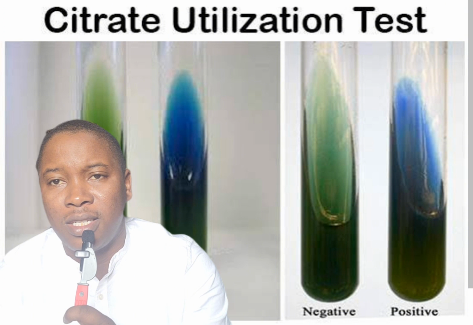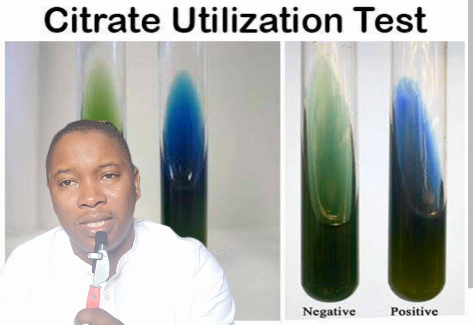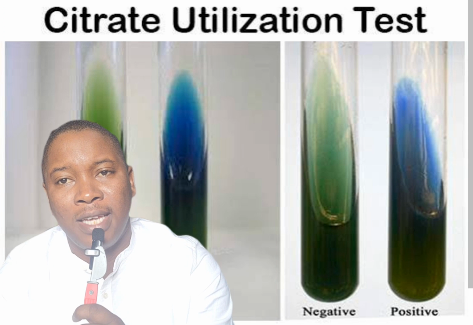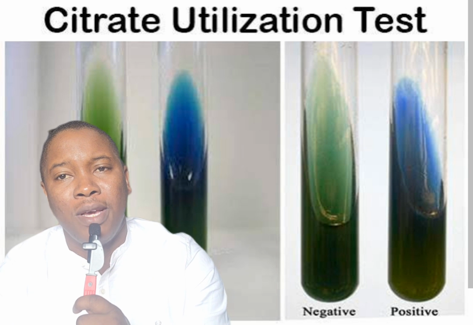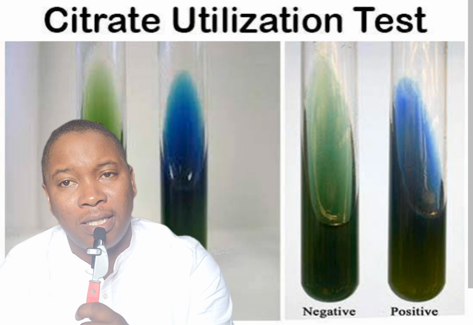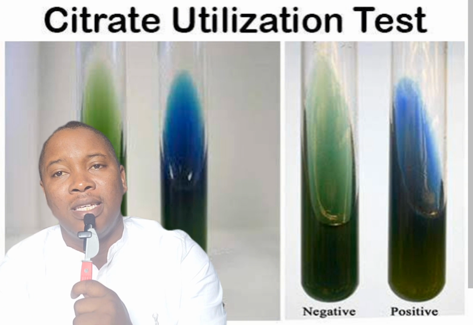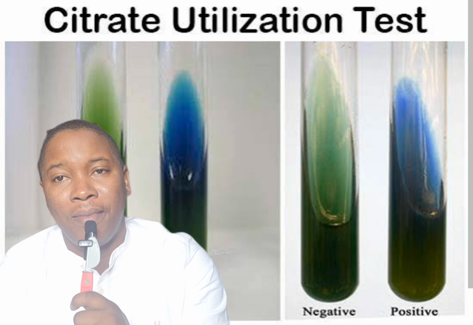Thank you for listening to this. This is just a short discourse on our citrate test, where we use the Simmons citrate agar to test for the ability of a bacteria to make use of citrate as a source of carbon. And that bacteria that's going to make use of citrate must have the enzyme citrate permease, and it's this enzyme that would help it.